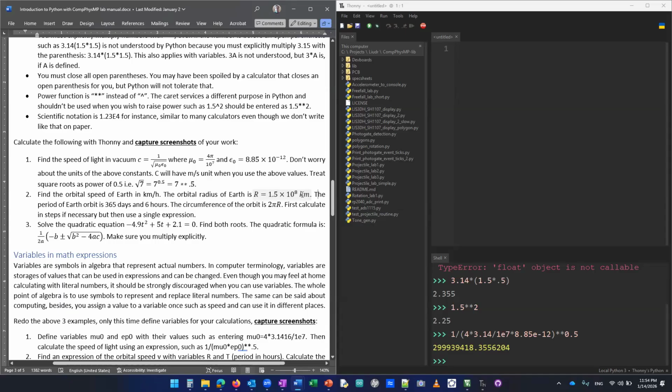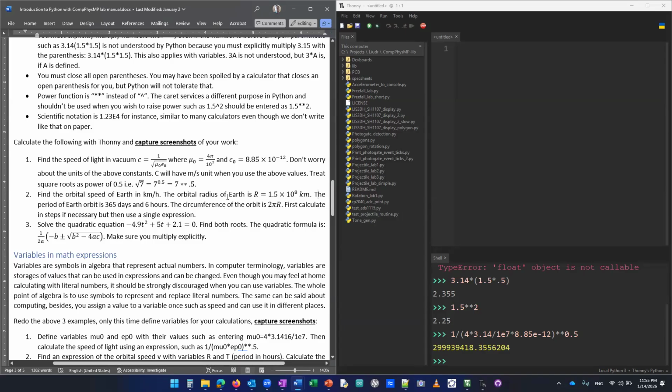So the orbital radius is in kilometers. This is how far the Earth is from the sun. That's the orbital radius. And then the period is basically 365 days and 6 hours. Then we need to find the circumference, which is the distance traveled. You go in a circle, you find the circumference based on 2 pi times the radius, and that's the total distance you travel within the whole period of 365 days and 6 hours. You can calculate this in steps, and eventually you have to do this in one step.